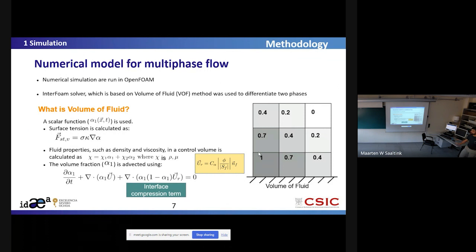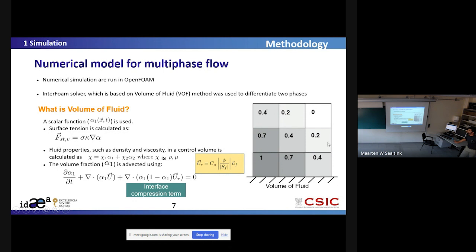The way that volume of fluid works is we have this scalar function called alpha, you can name it any name. And let's suppose this is our grid that we discretize, we assign a value which can range from 0 to 1. If it's 0, then it's air. If it's 1, then it's fluid or water, whatever.